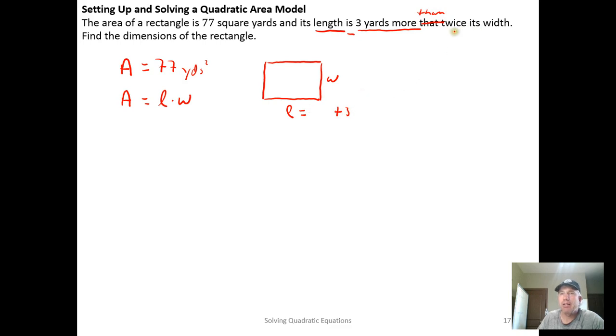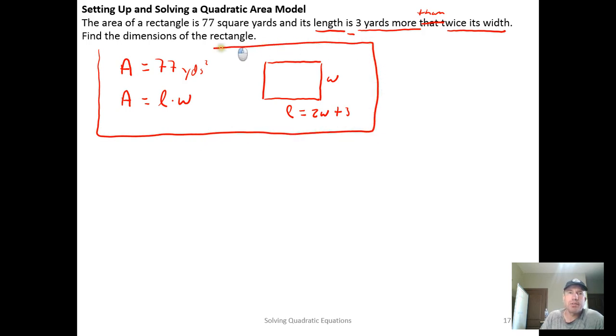And to what are we adding the 3? We're adding the 3 to twice the width. So here's the width, and the length is 3 more than twice that width. So this has effectively extracted all of the information that the paragraph has given to us.